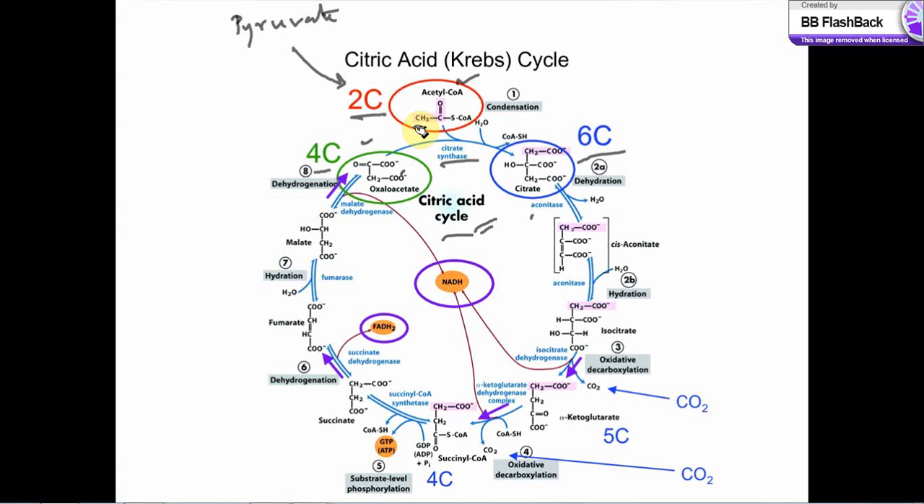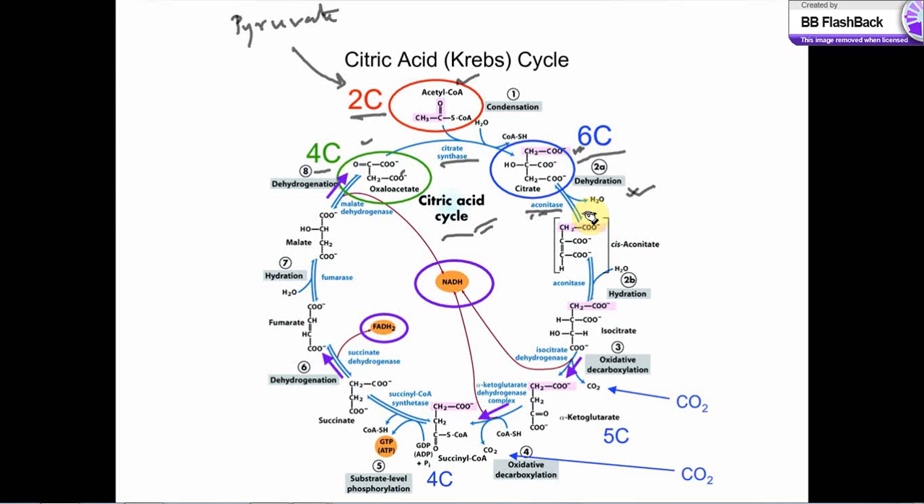And the carbon that has been donated by the acetyl-CoA is in the pink shade. Look at this one. Yes, this one. This is the carbon that has been donated from the acetyl-CoA. So now this citrate is a 6 carbon structure. It undergoes a dehydration reaction by the enzyme called aconitase.